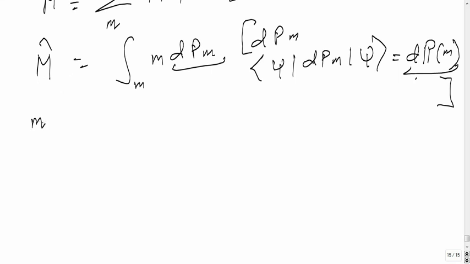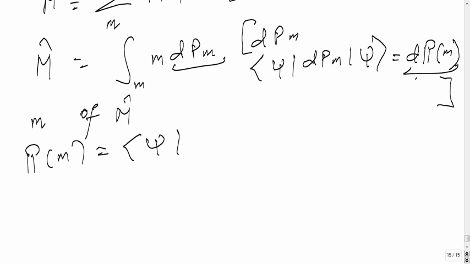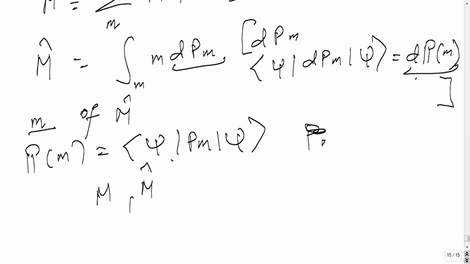The probability of observing eigenvalue m of the operator m hat, as mentioned in postulate 4, the projective measurement postulate, is given like this, where pm is the projection operator corresponding to this eigenvalue m. If I take m as a variable, then this pm can be interpreted as the cumulative distribution function of a random variable m corresponding to a Hermitian operator m hat, treating the eigenvalues of it as the values of this random variable m.